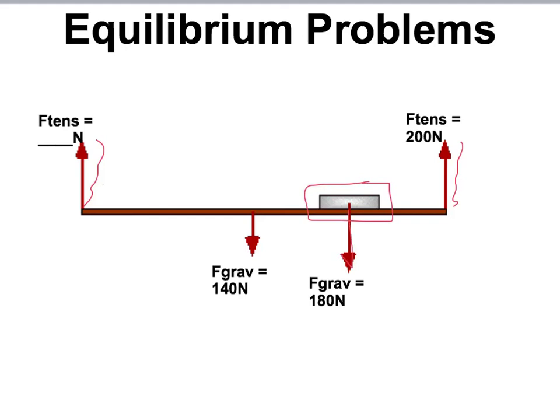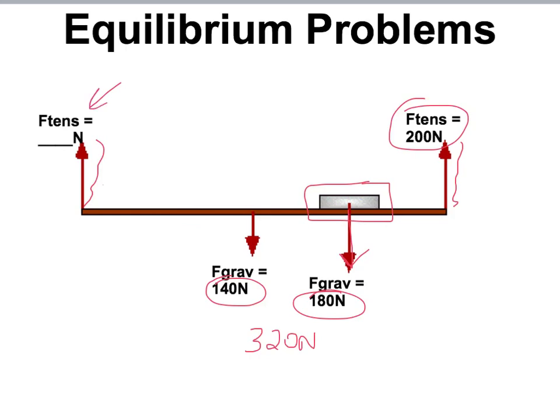We can see that gravity is pulling this brick down with a force of 180 newtons, and we can see that the board is being pulled down by gravity with a force of 140 newtons. Now, altogether, the weight of these two objects is going to be 320 newtons. Since this is in equilibrium, that means that the forces pointing up have to be also equal to 320 newtons. We see that over here, the tension force in this rope is 200 newtons. But we don't know the tension force in this rope.